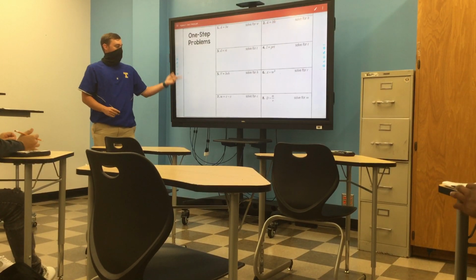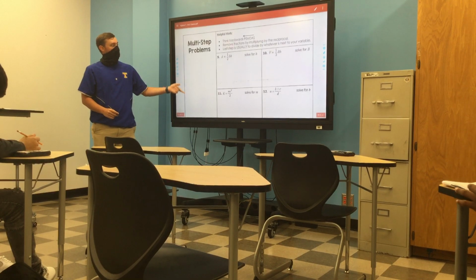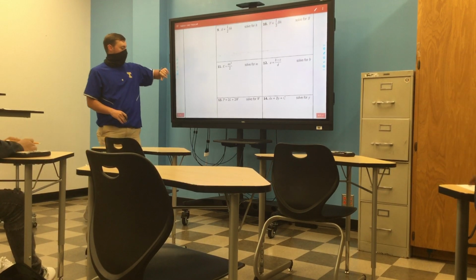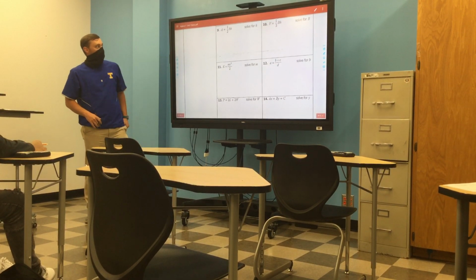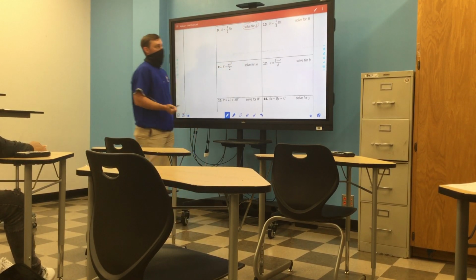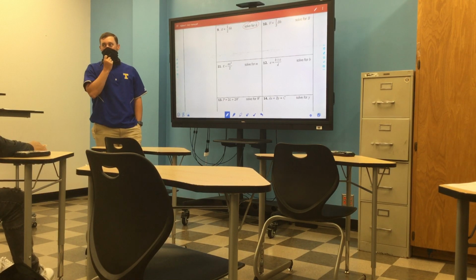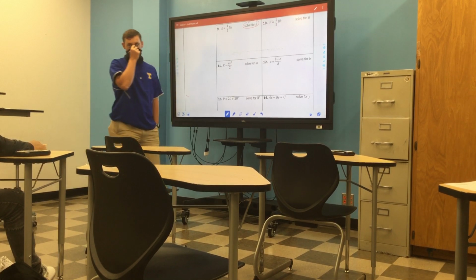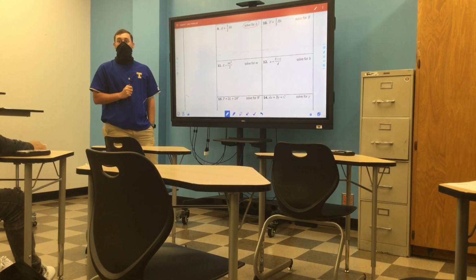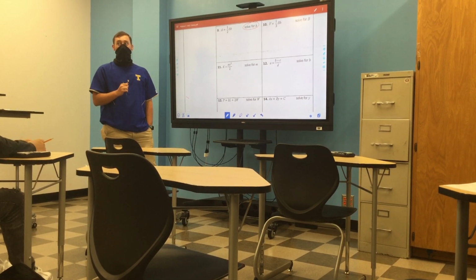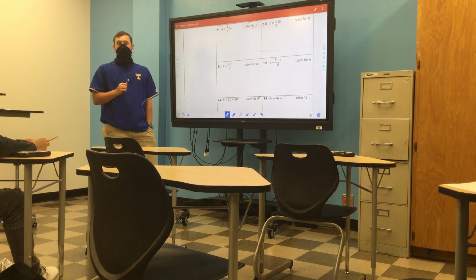All right, let's look at this next one. Again, we're trying to get our variable on the side by itself. We're solving for H, so what would be my first step? Any guess? Multiply. Okay, what do we need to multiply by? We're trying to solve for H, so we need H to be on the side by itself.